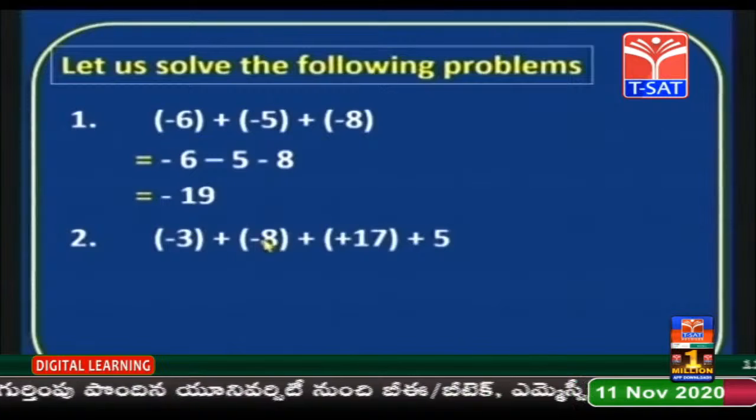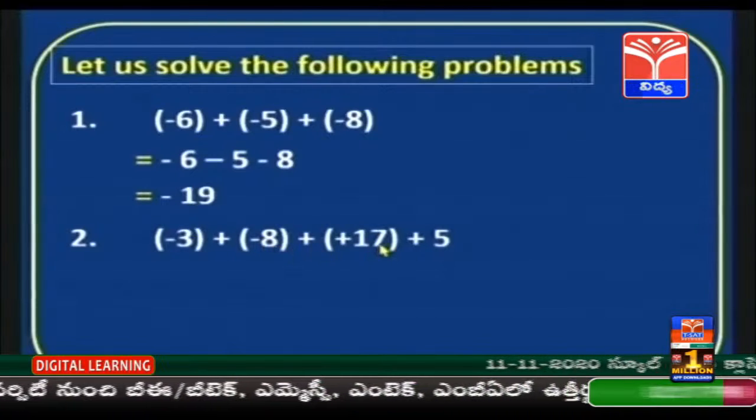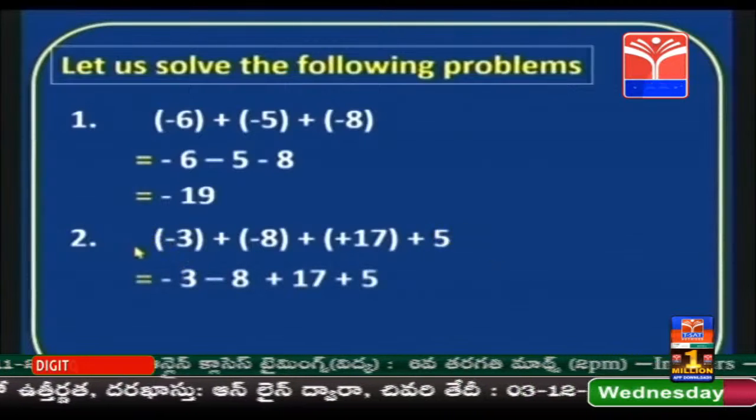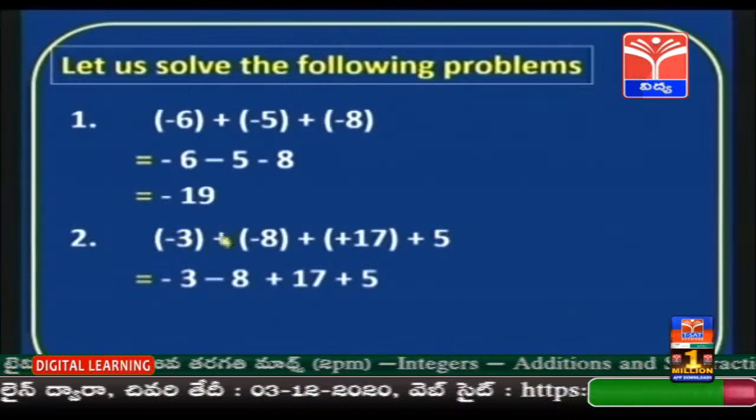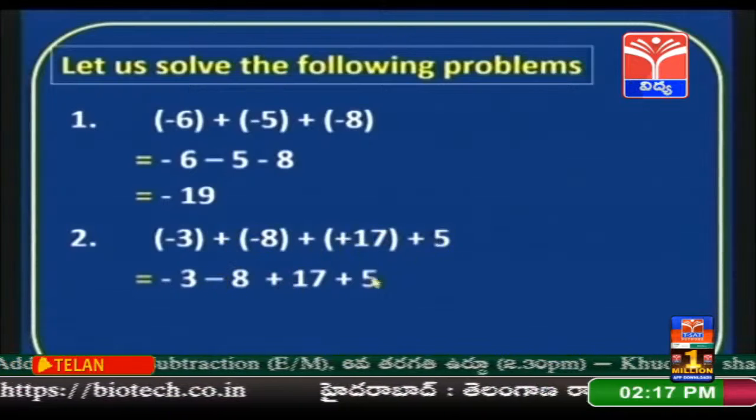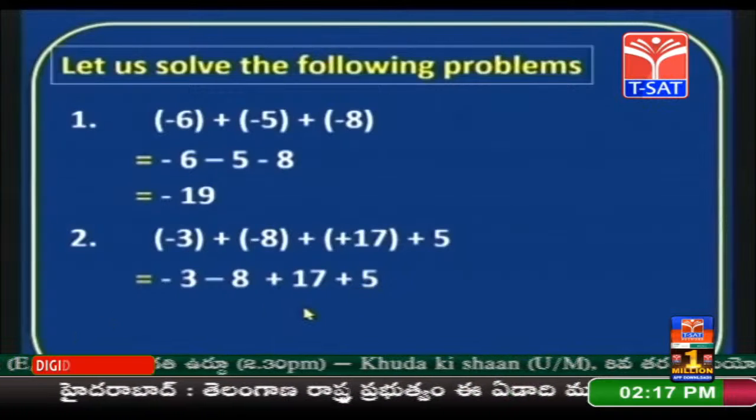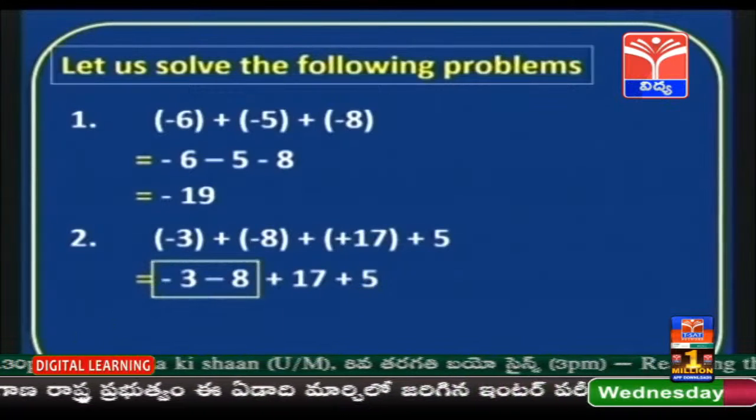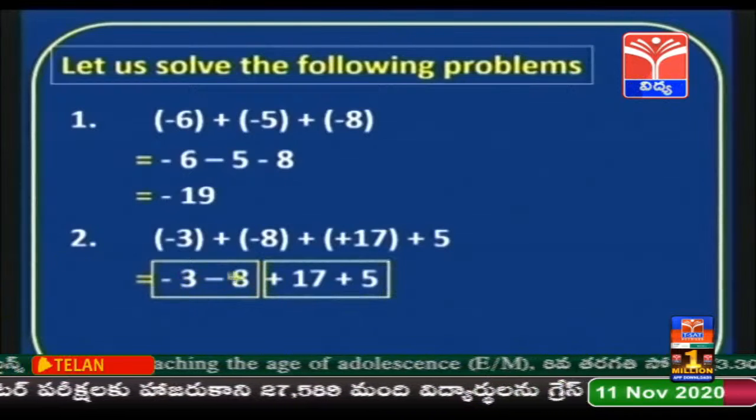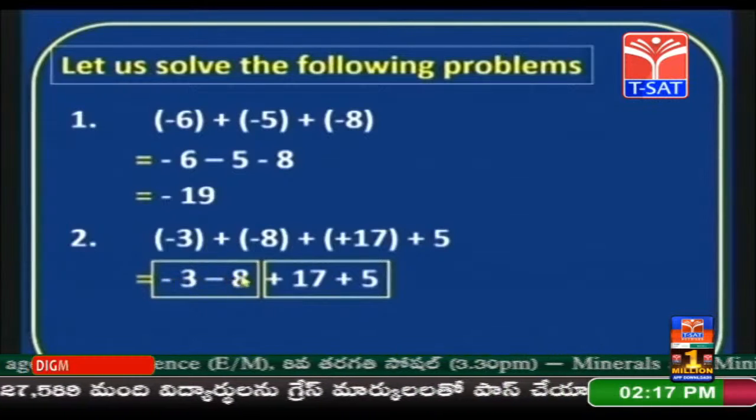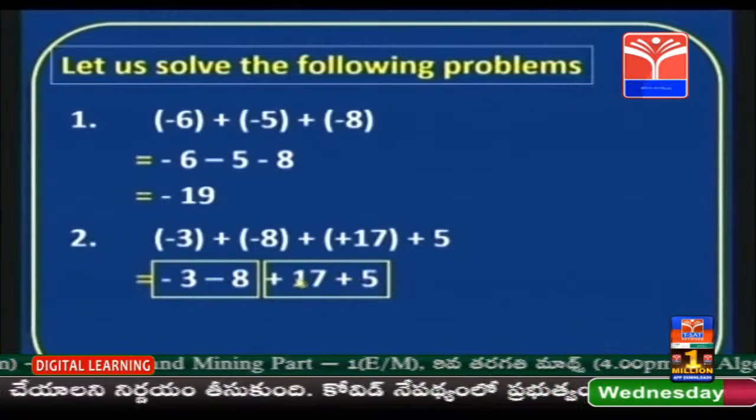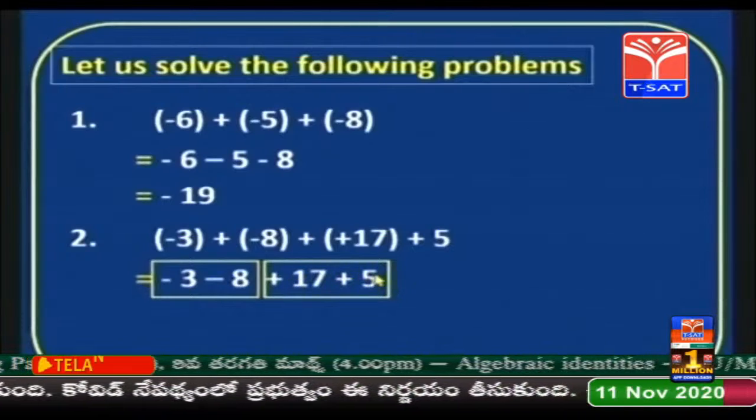Let us go for the second problem here. Minus 3 plus of minus 8 plus of plus 17 plus 5. Now I am opening the brackets. Outside we have to take plus, plus into minus, minus, plus into minus, minus, plus into plus, plus. We have only plus. I am taking this plus. Now here what I am doing here? I am making the groups. Try to understand this. Here these both integers are having same sign. So we have to add them and we have to put negative sign. Here these two integers are having same sign, positive sign.